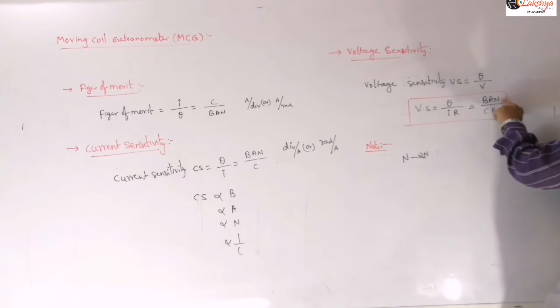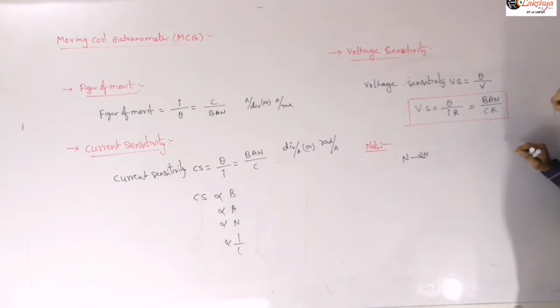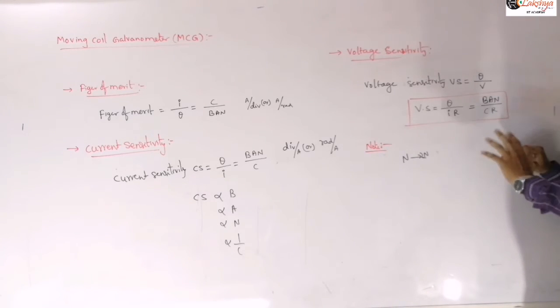See this, if you are increasing the number of turns, the length of the wire gets doubled compared to what we used previously. When the length of the wire gets doubled, the resistance of the wire also gets doubled. That means instead of R, we need to write 2R. Then here you will get 2N and here 2R, so the 2 and 2 will cancel, and the voltage sensitivity will remain the same. That means if you increase the current sensitivity by increasing the number of turns, then voltage sensitivity remains constant.